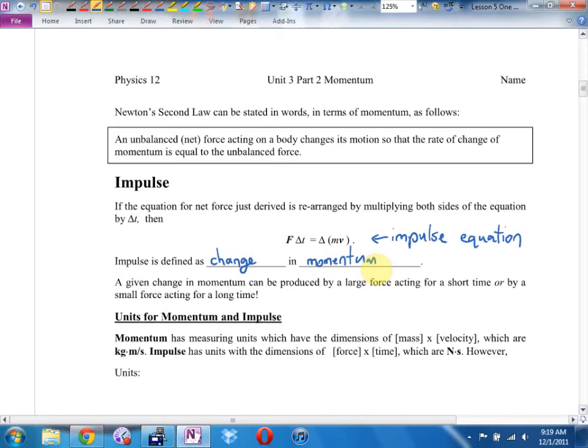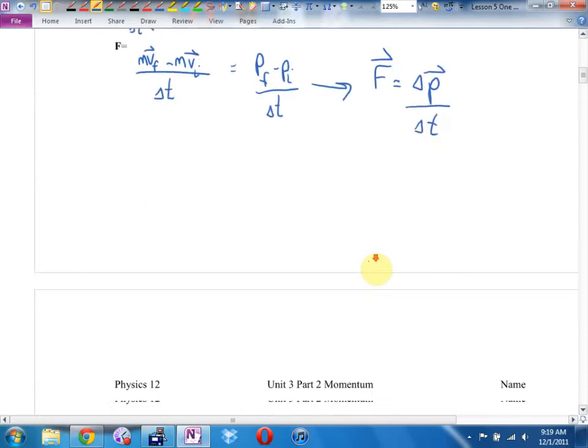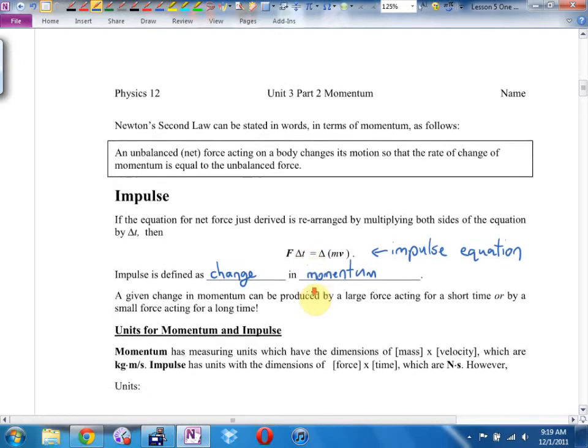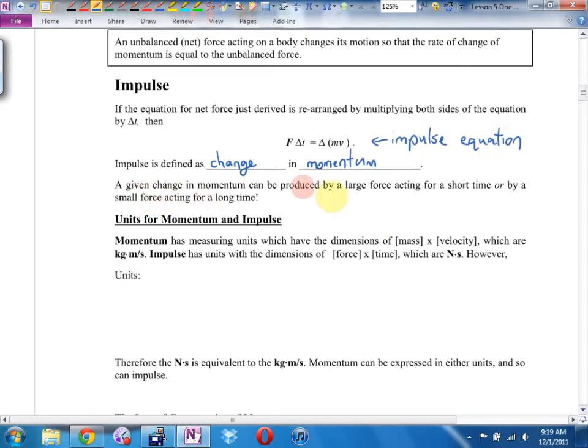One way is to go final minus initial. Another way is to say, oh, if they gave me the force and how long, I can use the left-hand side of this equation, which is quicker. A given change in momentum can be produced by a large force acting for a short time or by a small force acting for a long time. If I were to hit Matt with a sledgehammer, that would be a large force for a short time. I could accomplish the same eventual change in momentum by pushing on you with my pinky. It would just take a long, long time to get you up to the same speed.